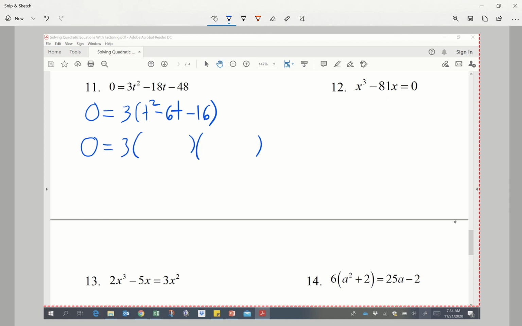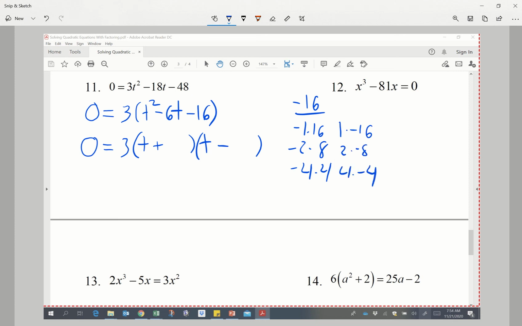Because it's a trinomial whose leading coefficient is 1, we know it's going to start with a t and a t. Anytime the last term is negative, we know our factors have to be 1 plus and 1 minus. And now we need the factors of negative 16. Those would be negative 1 and 16, negative 2 and 8, negative 4 and positive 4, or you could reverse the symbols. So let's put the negative on the other factor.